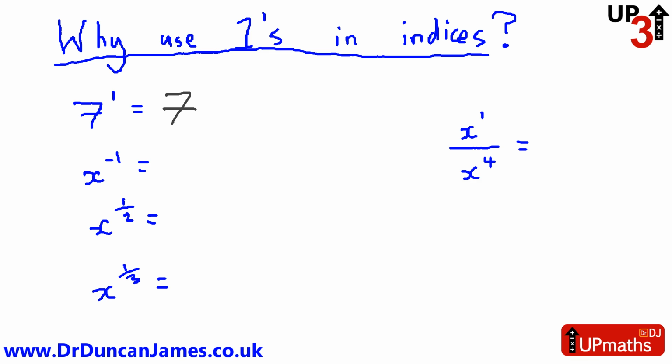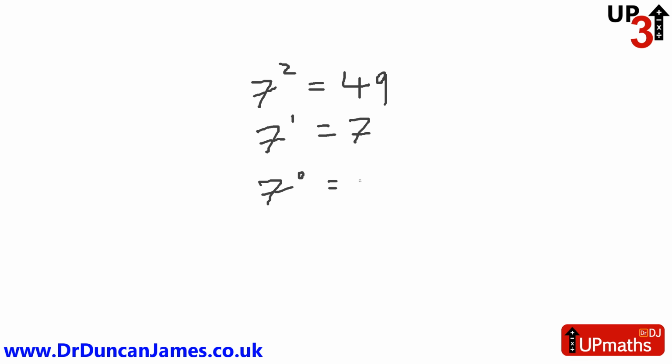Why is that? Well, we can think of it as a progression. 7 squared is 49. 7 to the 1 is 7. And 7 to the 0, by the way, is 1. Not that we need to worry about that too much.